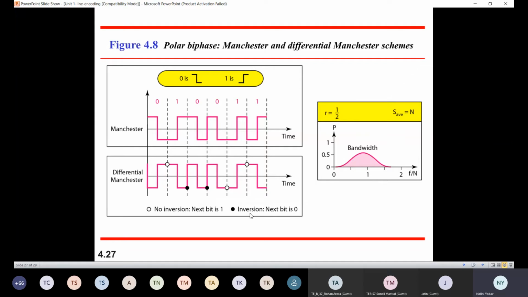So Manchester is very simple. It is a combination of NRZ-L and RZ. So what is the meaning of RZ? Return to 0. And what is the meaning of NRZ-L? Both sides of the axis. Correct? RZ is return to 0 and NRZ-L is to both sides of the axis. Correct? So I hope this is clear for all of you.